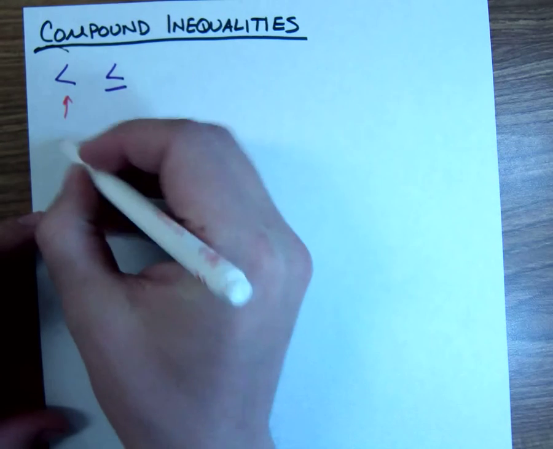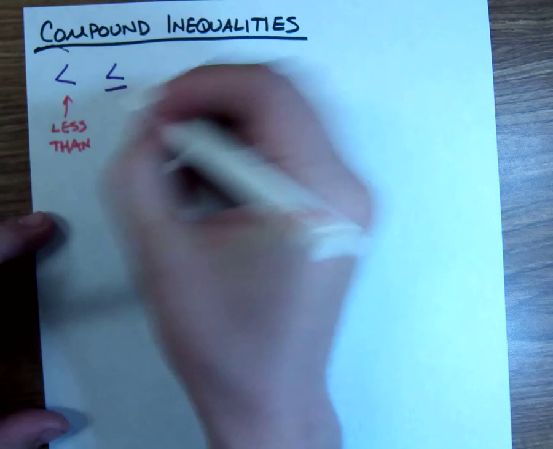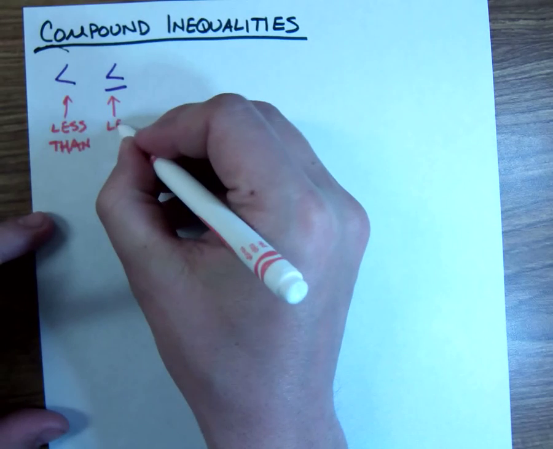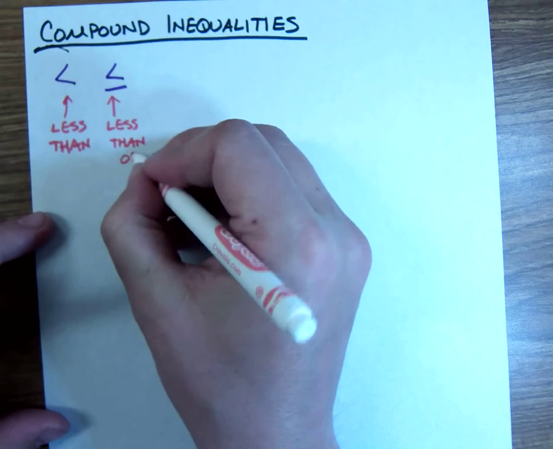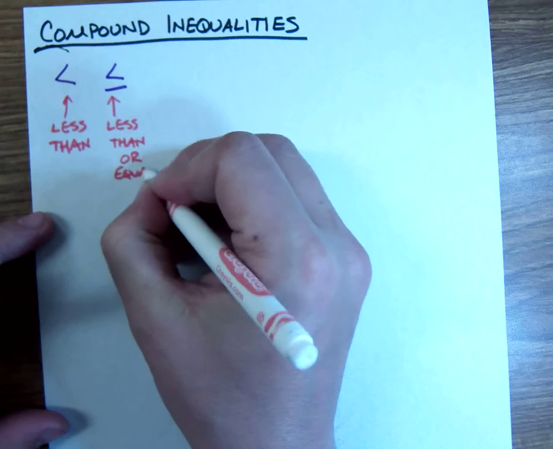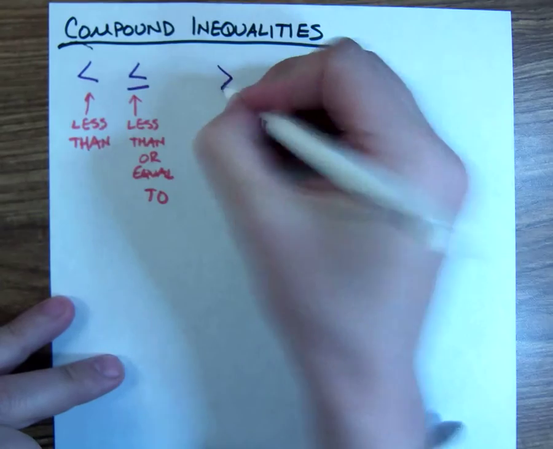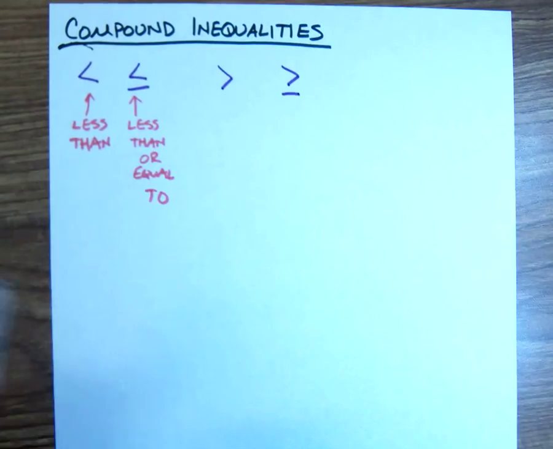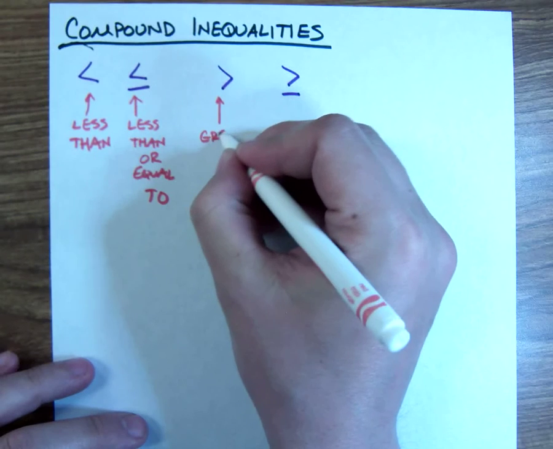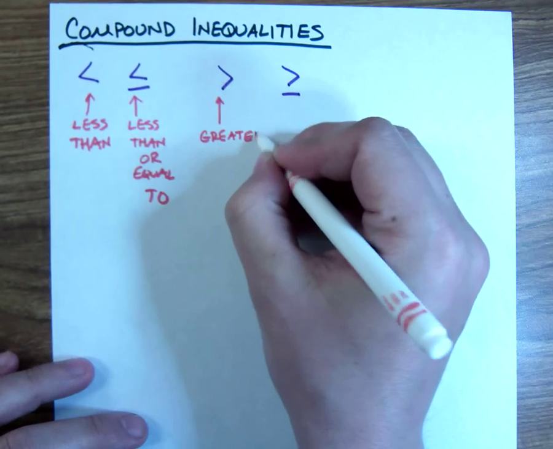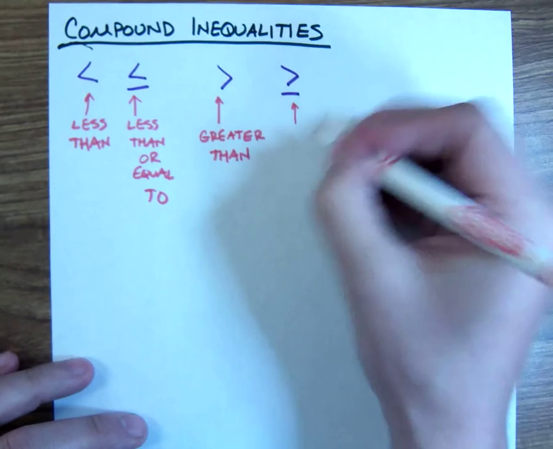This one is less than. And this one is less than or equal to. Okay, then we got these two. This one is greater than, which means his friend next door is greater than or equal to.